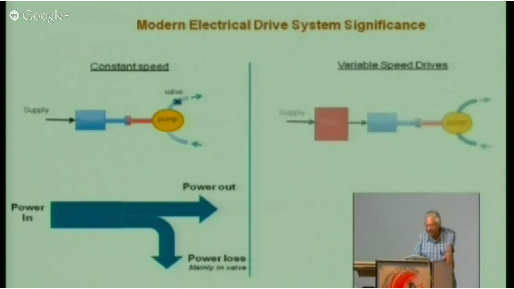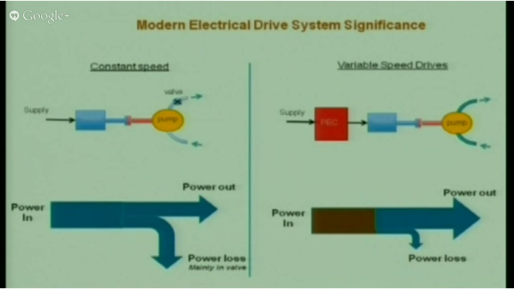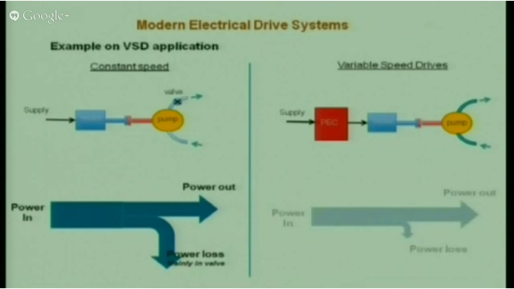And if you see the variable speed drive, then there is a power electronic converter at the red block. It shows power electronic converter. Supply is given to it and that is fed to the motor. So the power electronic converter, what is it doing? It is controlling the power which is to be fed to the motor. So you are getting output to the pump, and you see, there is no valve put in it.